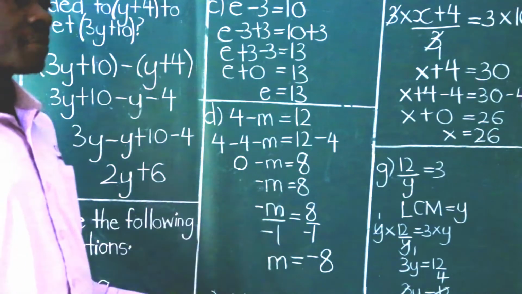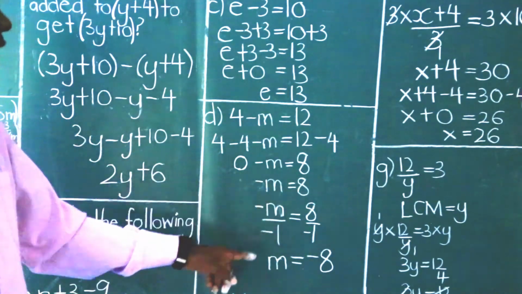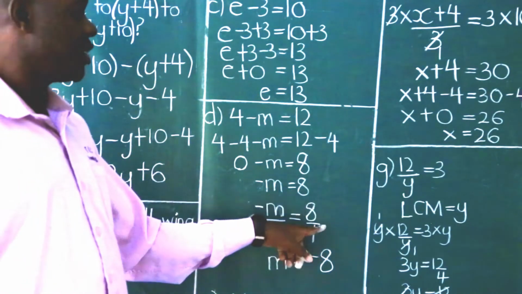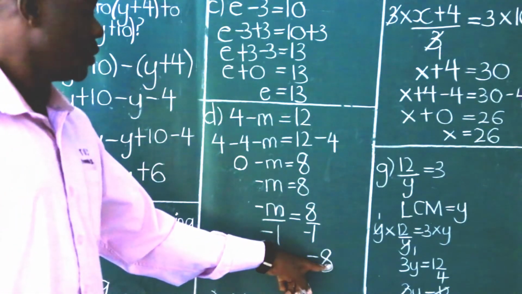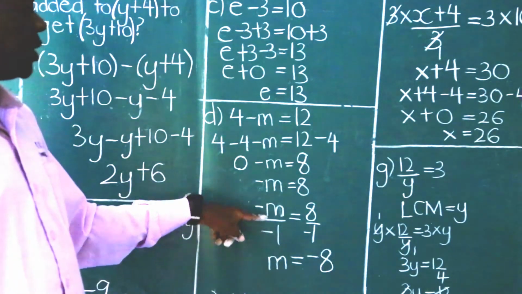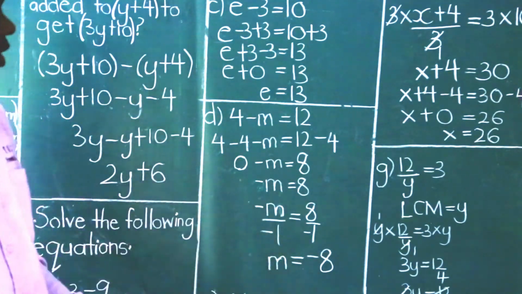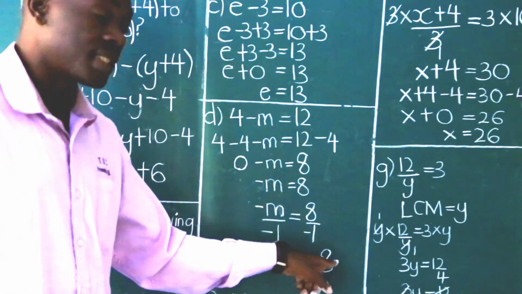So we divide both sides by negative 1. Negative 1 is actually here, but we're not allowed to write it here against m. So negative m divided by negative 1 is equal to 8 divided by negative 1, where m is equal to negative 8. Remember, a negative divided by a negative one gets a positive, and a positive divided by a negative one gets a negative.